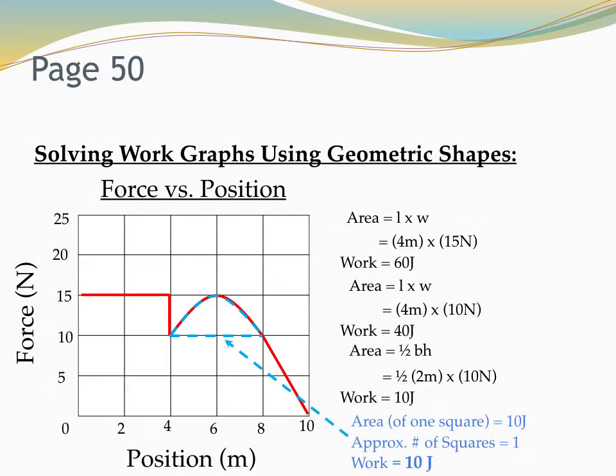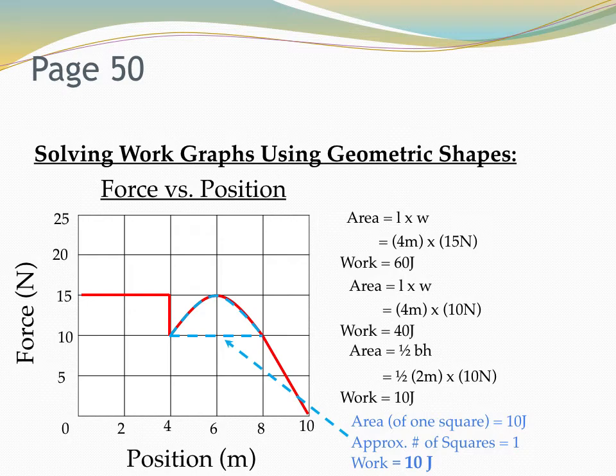So I'm going to say that the area of one square, just looking at it, is 2 meters times 5 newtons for this smallest square in the leftmost bottom corner. That would give me 10 joules. And I'm going to guess that both of these squares combined, each of them is about half a square, so I'm going to say that equals 1 square. So I'm just going to call that 10 joules.